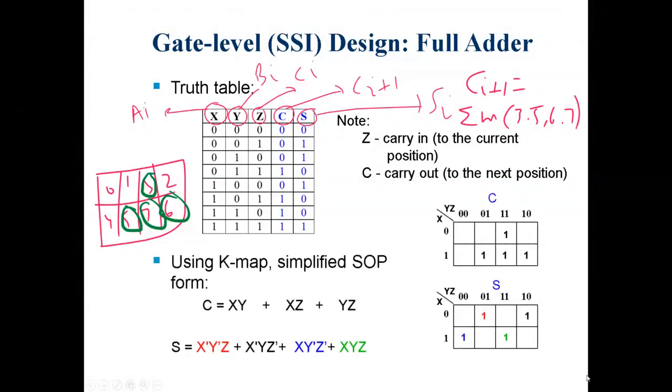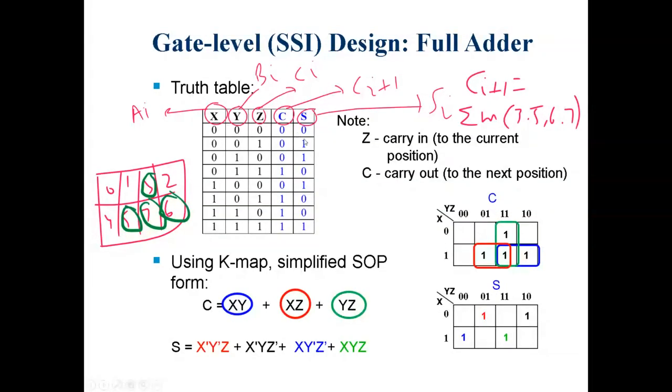We draw the K-map for CI. This is the map for CI. Now these are all ones. Can we group them? Yes. This is the first group. Which color? Blue. So the expression is XY, where X is 1 and Y is 1. Another group, red color, gives the expression for XZ, and then YZ, where Y is 1 and Z is 1. And similarly, we found the expression for S.